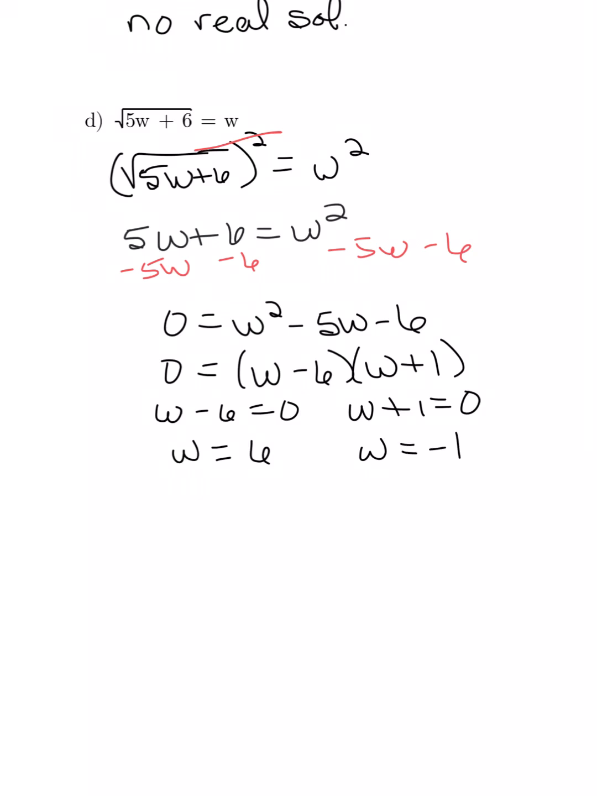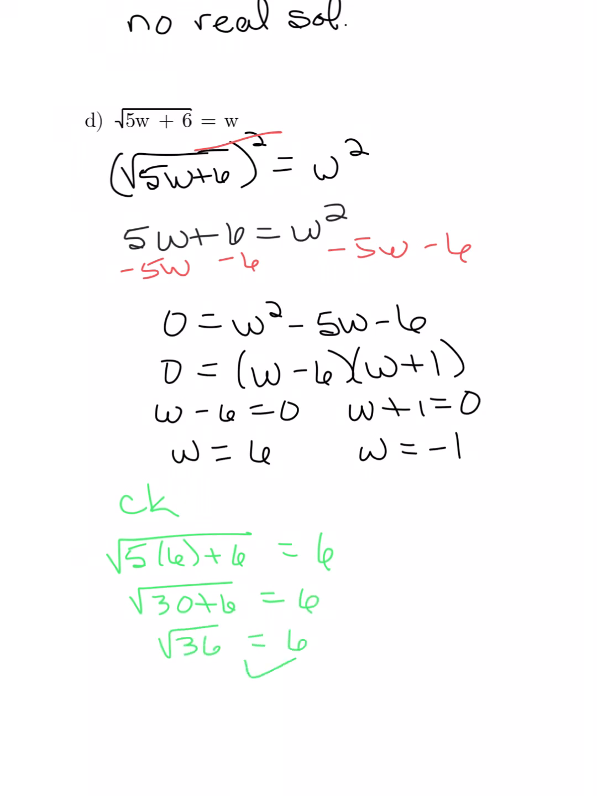Here's where you are frequently going to see extraneous solutions, so you must check these. So for our check, we would have the square root of 5 times 6 plus 6 equals 6. We would have the square root of 30 plus 6 equals 6. Square root of 36 equals 6. That's true. So we get to keep the solution of 6.